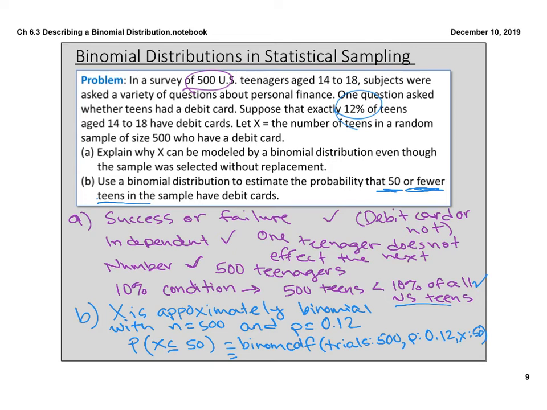So, 0.093-ish. 0.093 for a probability there.